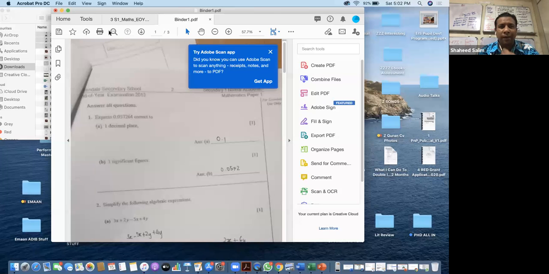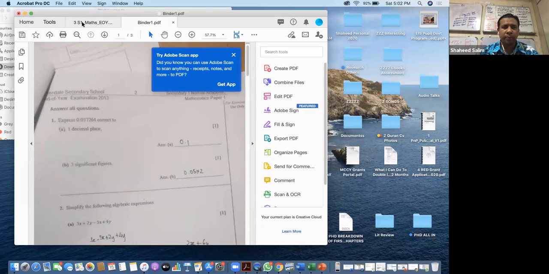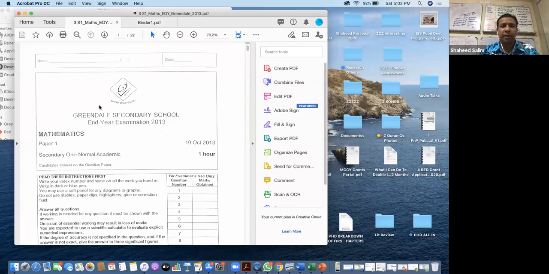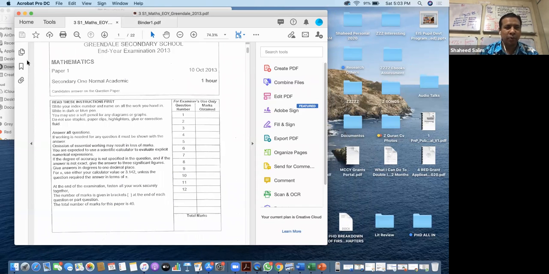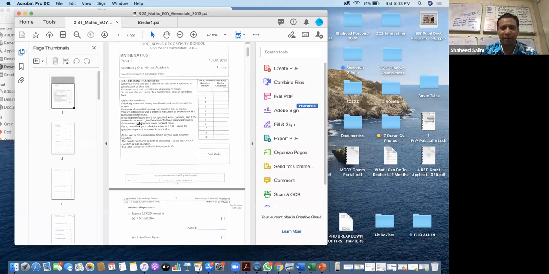So we are doing this paper here. Greendale Secondary, this is 2013. Notice the math syllabus has not changed through all these years. Generally, 90% of whatever I learned in Sec 1, 30 to 40 years ago, is the same as what you're learning here today. Same thing lah. So let us see, you have done the first three questions, paper 1, right?